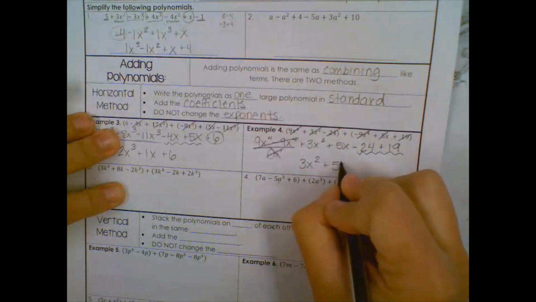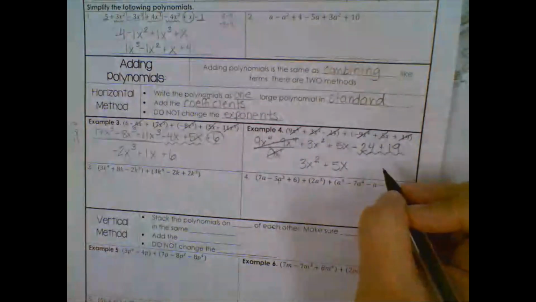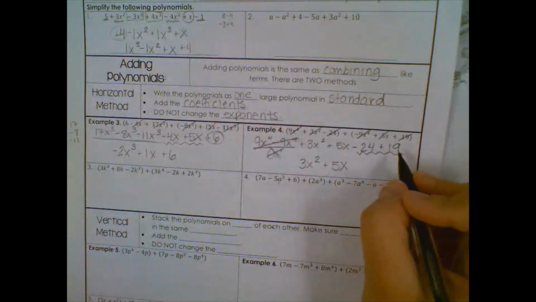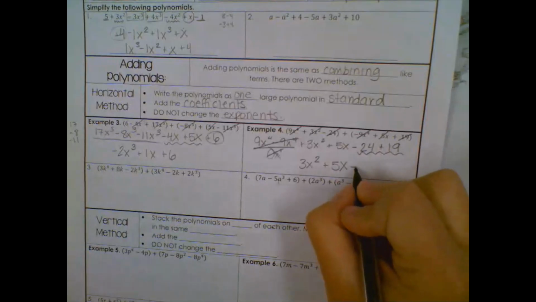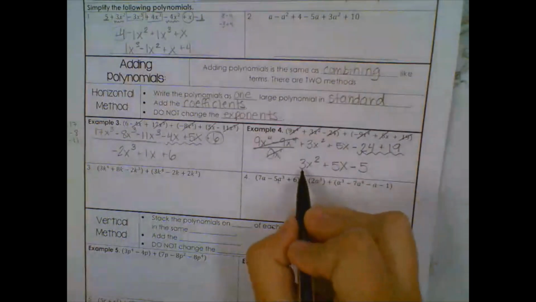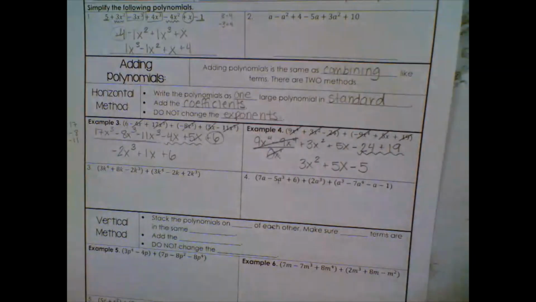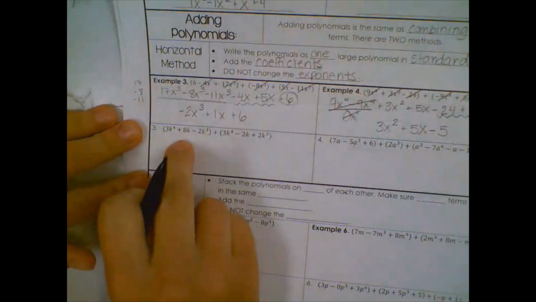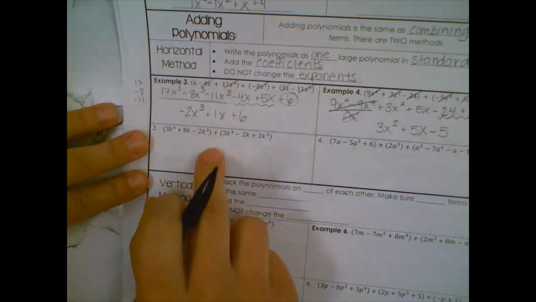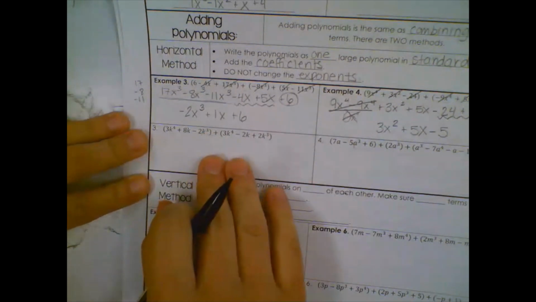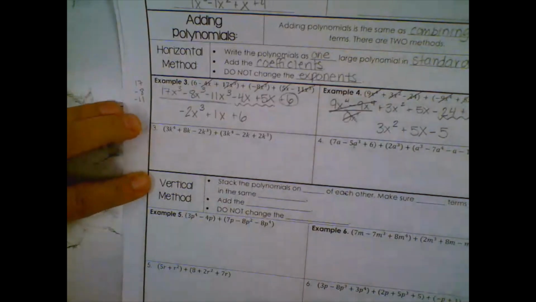5x has nothing to combine with, so it comes down. And then we have negative 24 plus 19. Again, if you need a calculator, just use that. That is going to give us minus 5. And we see that it is in standard form. Okay, so what I want you guys to do is pause the video, try this one on your own, and then play the video and see how you did. Okay, so go ahead and pause, try on your own.